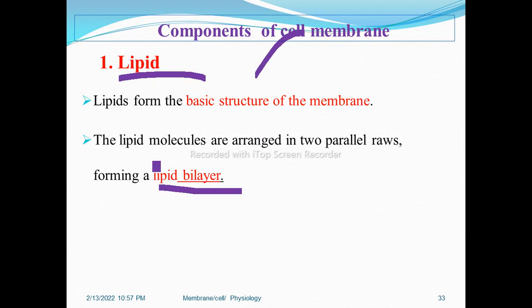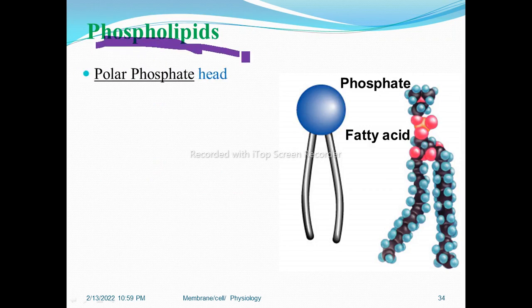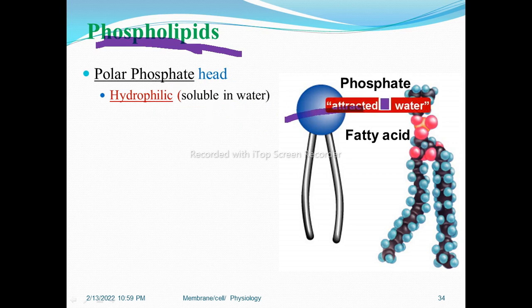Now we are observing just phospholipids. This is a phospholipid, and this is known as the polar phosphate head. The head, or polar phosphate, is hydrophilic. Hydrophilic means water loving, living in water. So this is attracted to water, so it is water loving. Whereas this is the fatty acid tails.